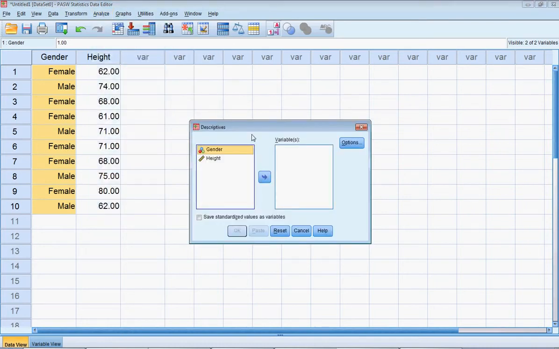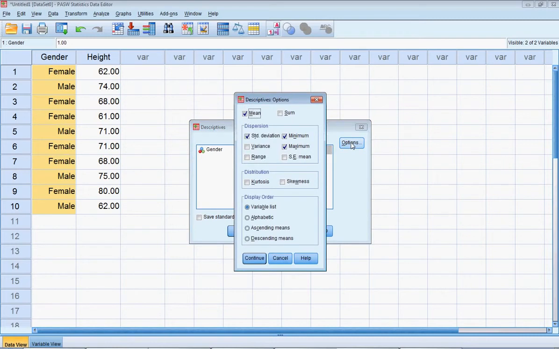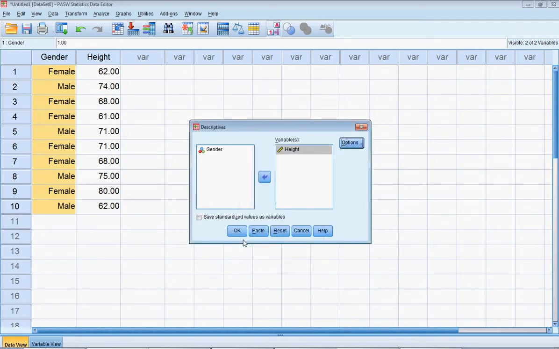When this window pops up, move over any variable you want to analyze. I want to start with height and just move that over. While we're here, I want to click on Options to specify what kind of calculations we want to run. Each of these boxes represents a different descriptive statistic. Common ones like mean, standard deviation, minimum, and maximum are checked by default. There are a few others you could do, like sum, variance, range, and standard error. I think the ones we have now are good, so let's just continue the way it is. Continue, and now hit OK.